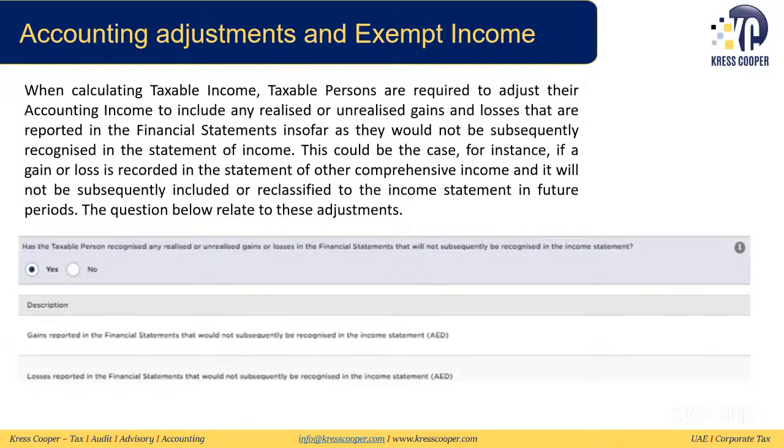Now, when we are calculating taxable income, the taxable person will also be required to adjust their accounting income to include any realized or unrealized gains or losses that are reported in the financial statements, insofar as they would not be subsequently recognized in the statement of income. When can this be the case? For instance, if a gain or loss is recorded in the statement of other comprehensive income, but it will not be subsequently included or reclassified to the income statement in future periods. Then you will have to answer this question appropriately and put in the figures for that.